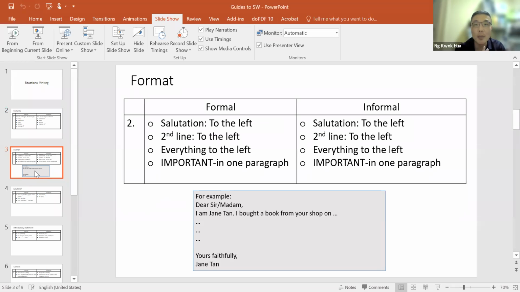Okay, so for formal and informal, look at the table now. Both go to the left, salutation. For formal, dear Mr. Lee, dear manager, dear sir / madam. Now question time. When I say dear manager, is the M capital M or small m? Cheryl? Capital. Yes, very good, capital M. Then dear manager, do you have a comma after manager? Yes, very good. So there's a comma. What about for informal? Hi, Lucas. Is there a comma after Lucas? Yes.